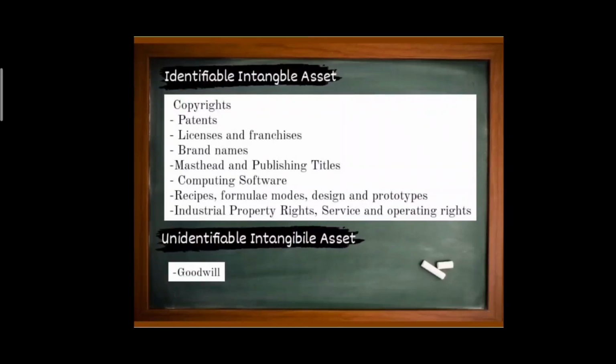Ang isa namang example ng unidentifiable intangible asset ay goodwill. Kapag sinabi nating goodwill, ito yung the established reputation of the business regarded as the quantifiable asset. Example, as represented by the excess of the price paid at takeover for a company and its fair value.